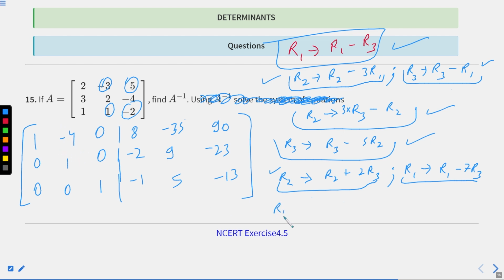So R1 will be R1 plus 4 times R2. It is done. Now 1 plus 4 times 0 you will get 1. Minus 4 plus 4 times 1 you will get 0. So this will be 0. Now 8 plus 4 times minus 2, so 8 minus 8 you will have 0. So far so good. Minus 35 plus 4 times 9 means 36, so it will be just 1.